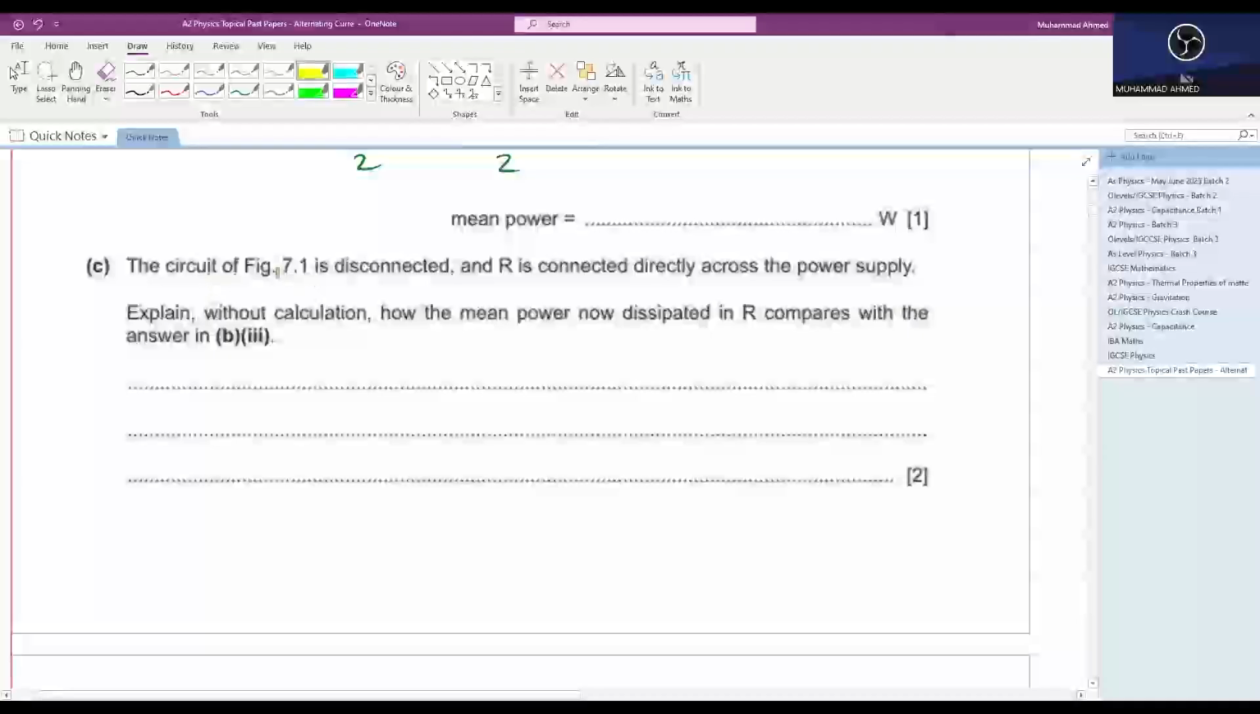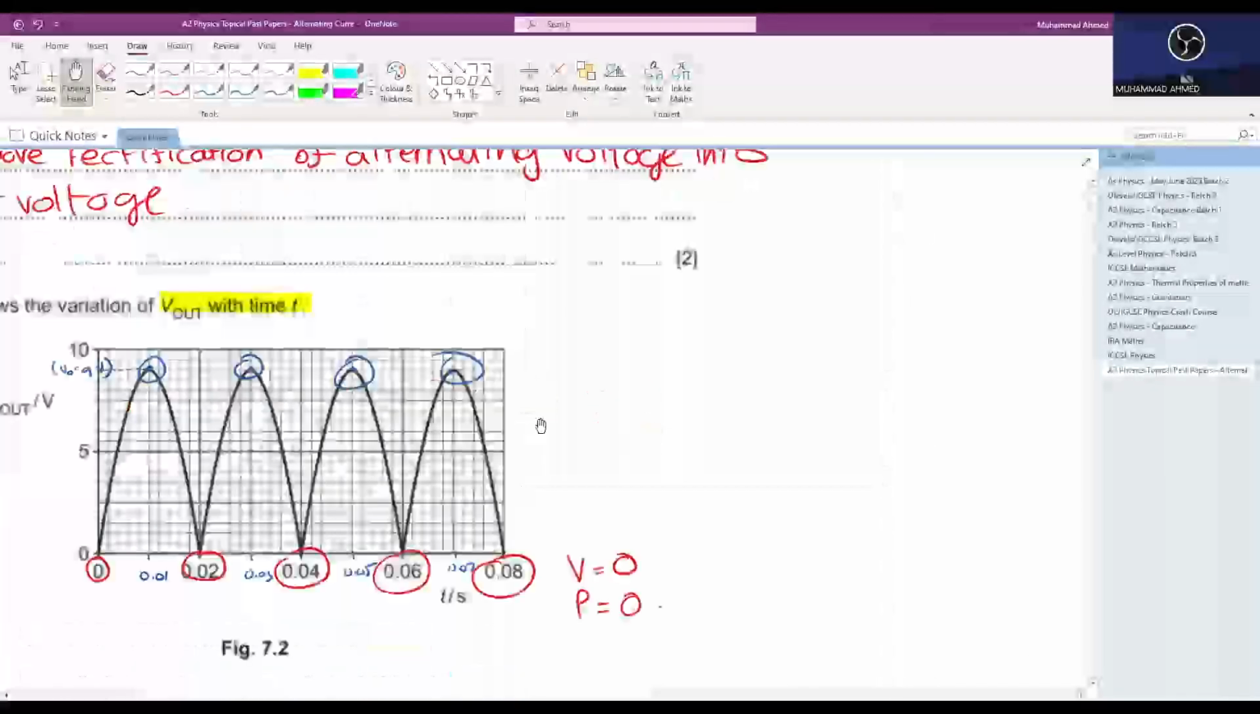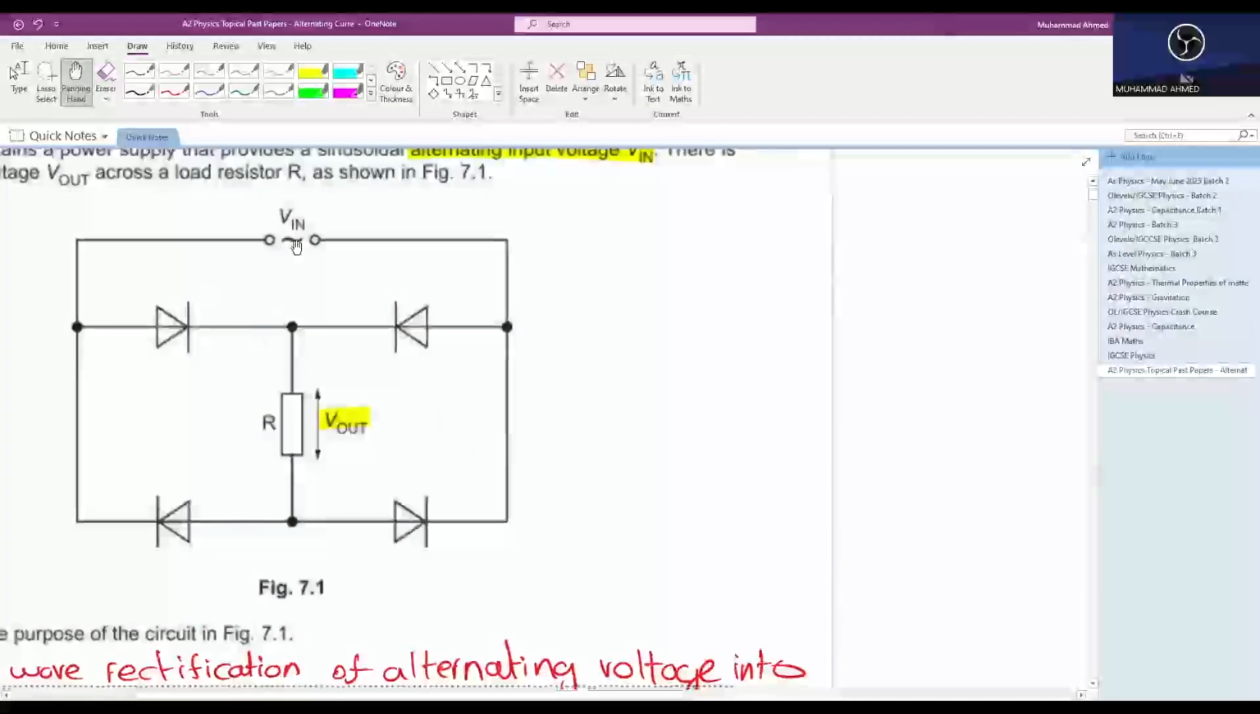The circuit in figure 7.1 is disconnected and R is connected directly across the power supply. Explain without any calculation how the mean power now dissipated in R compares with the answer in B. So now basically see what is happening. You have removed all these diodes and your circuit looks something like this. This is your voltage input, and you have connected a resistor with it like this.